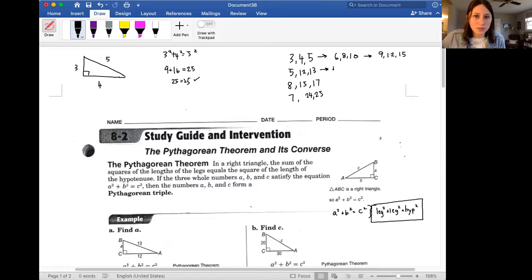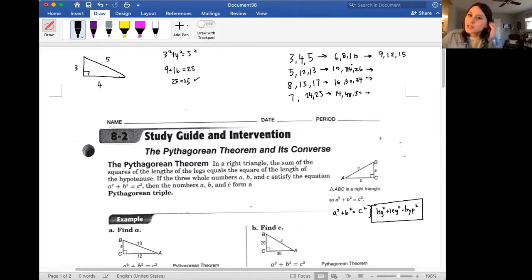So double 5, 12, and 13 would be 10, 24, and 26. That's a triple. Double these, right? You could double all of them. Then you'd have 16, 30, 34. You'd have 14, 48, and 50. And then you could triple it, and you'd have another set.